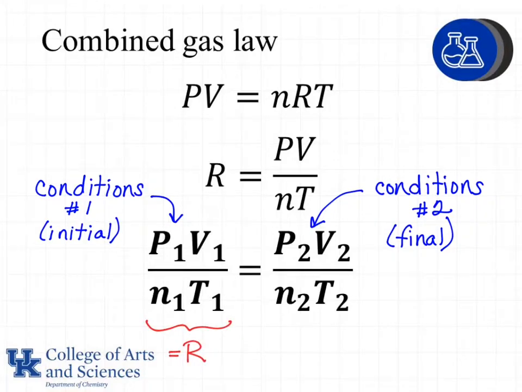The term on the left is equal to R. The term on the right is equal to R. Therefore, they must be equal to each other. And this is known as the combined gas law.